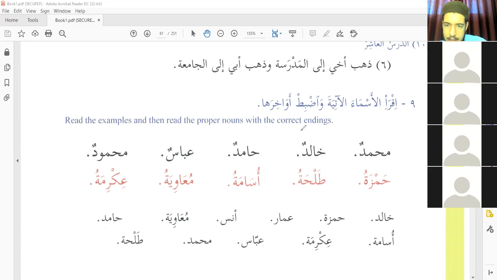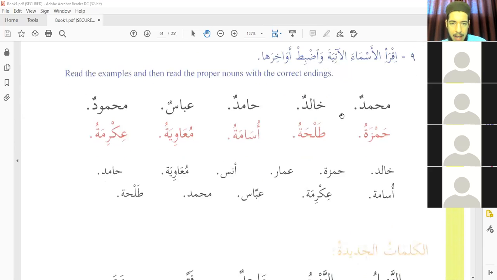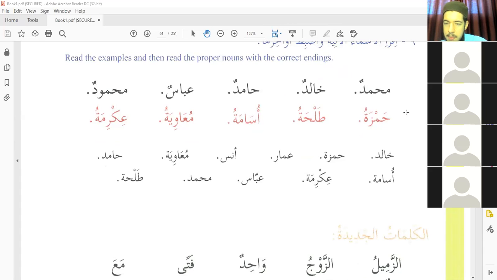اقرأ الأسماء الآتية واضبط أواخرها. Okay, this is what they're trying to get us to pay attention to here, the endings of proper names. Muhammadun, Khalidun, Hamidun, Abbasun, Mahmudun. These are typical masculine names, and they're masculine in 2 senses. And we're going to see this with the next list of names. They're masculine in meaning, and they're masculine linguistically, which is why they have a dhammatan on the end of it. However, there are names that can be masculine in meaning, but feminine linguistically. And this is a nice little list of some of them.